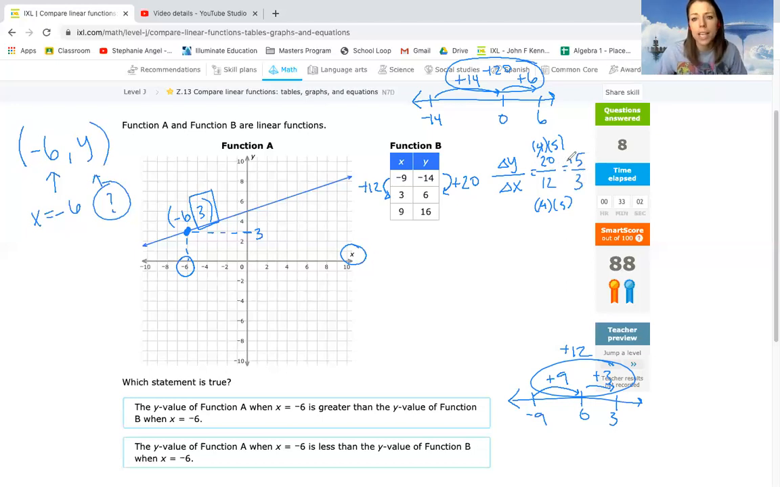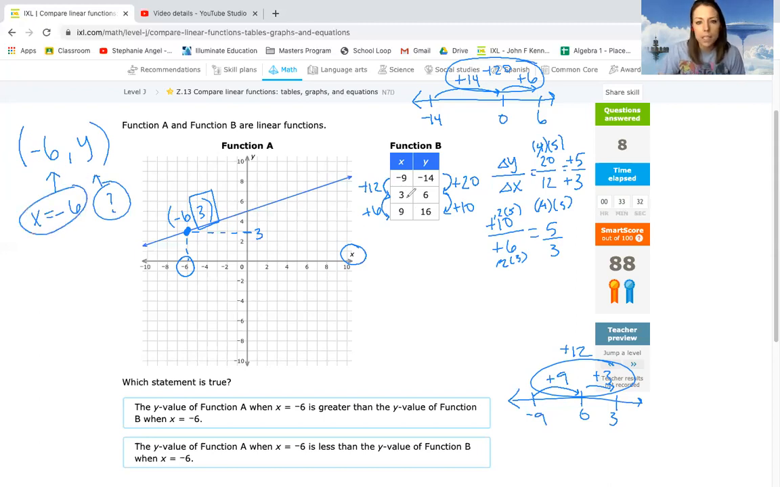So my change in y is adding 5. My change in x is adding 3. Let's just make sure that we believe that with this one. From 6 to 16 is plus 10, from 3 to 6 is plus 6. So positive 10 over positive 6, that's 2 times 5, 2 times 3. Take out the 2s, you also have 5 over 3. Okay, so now we have to find the value when x is negative 6.